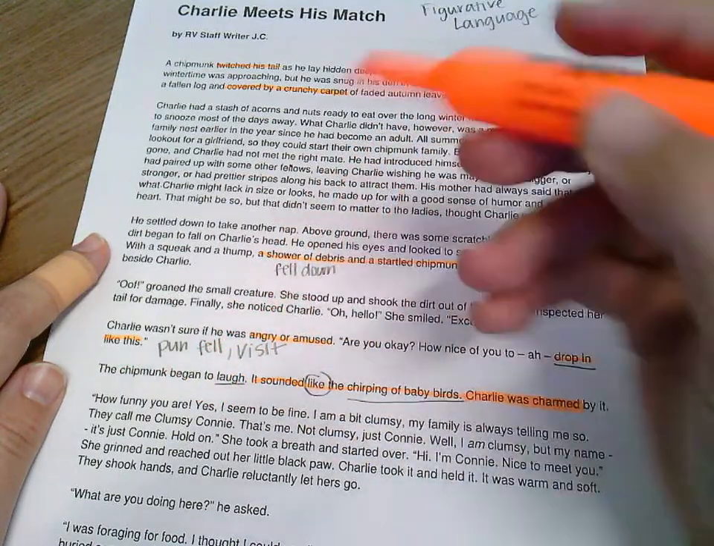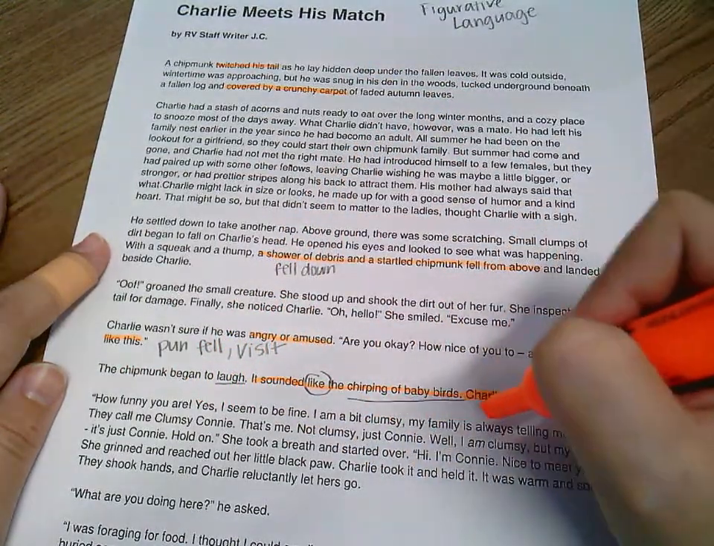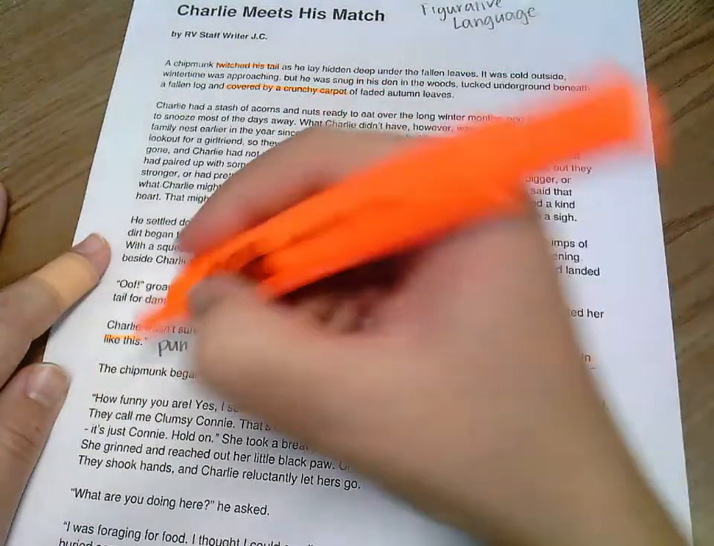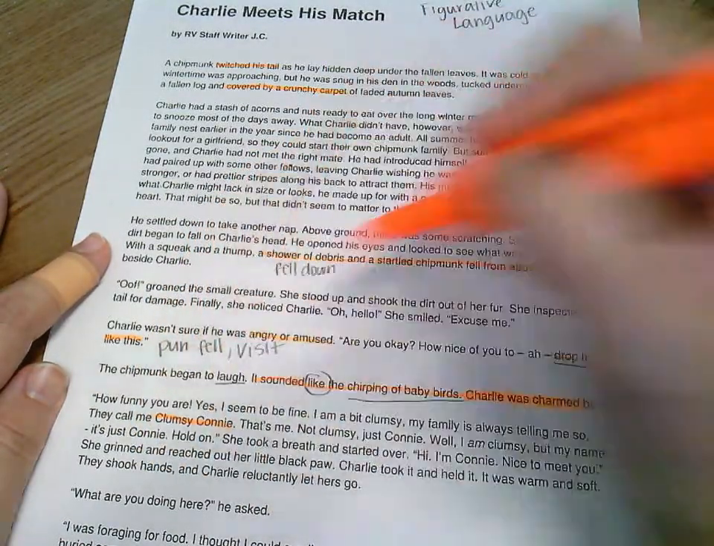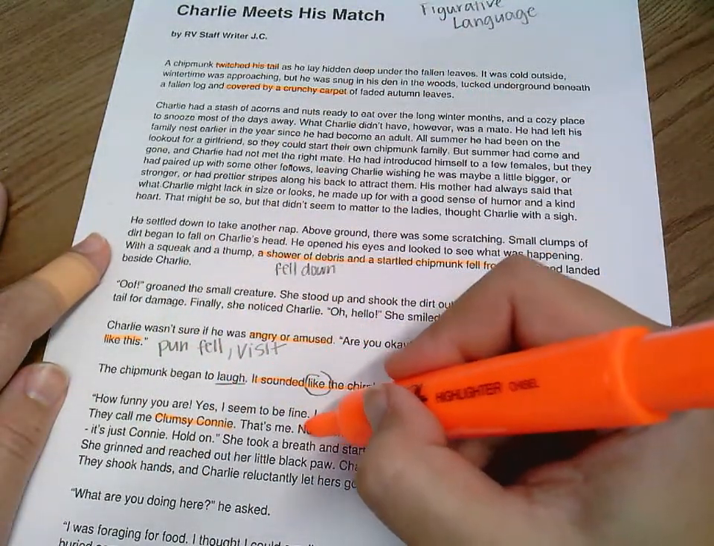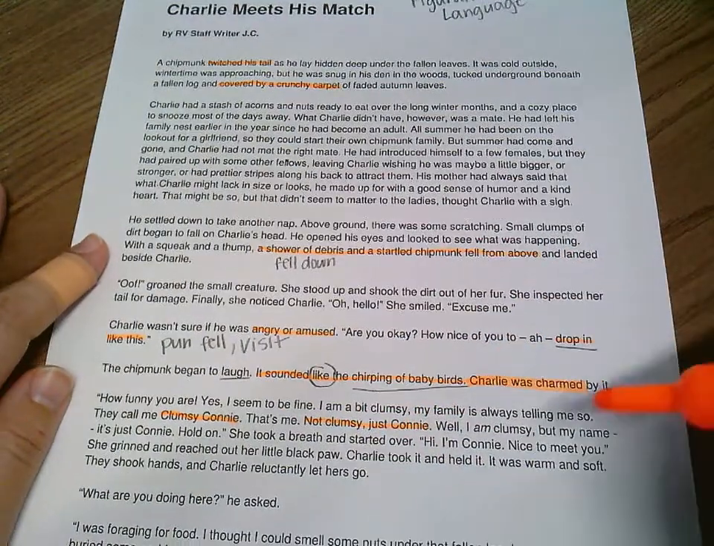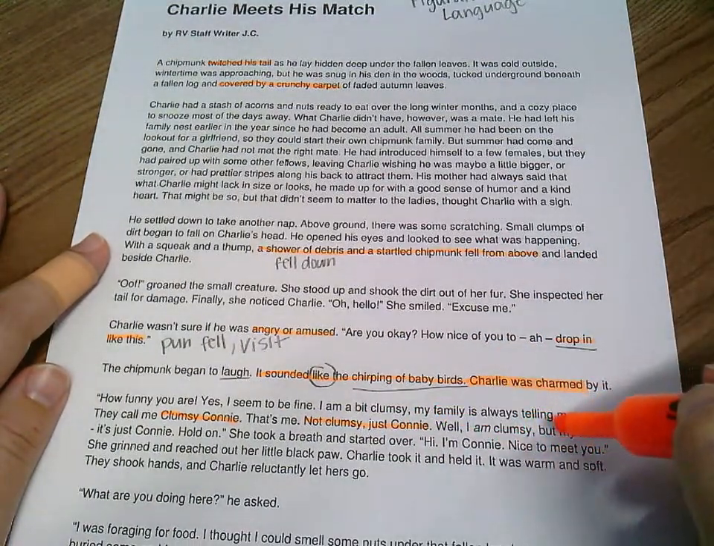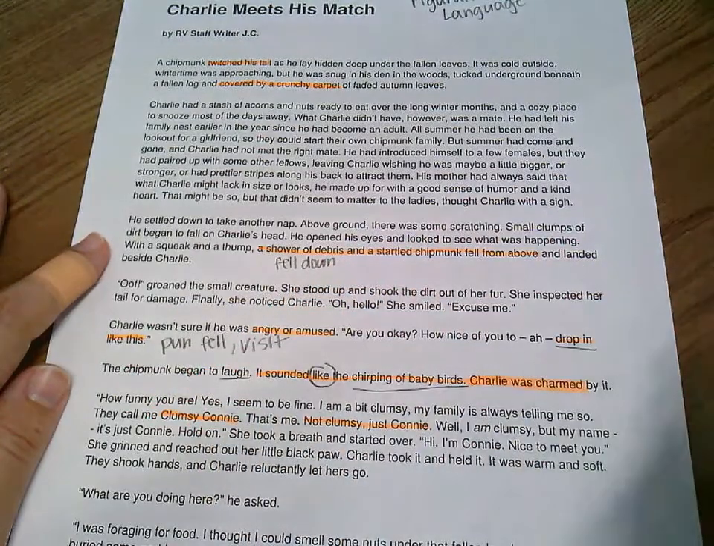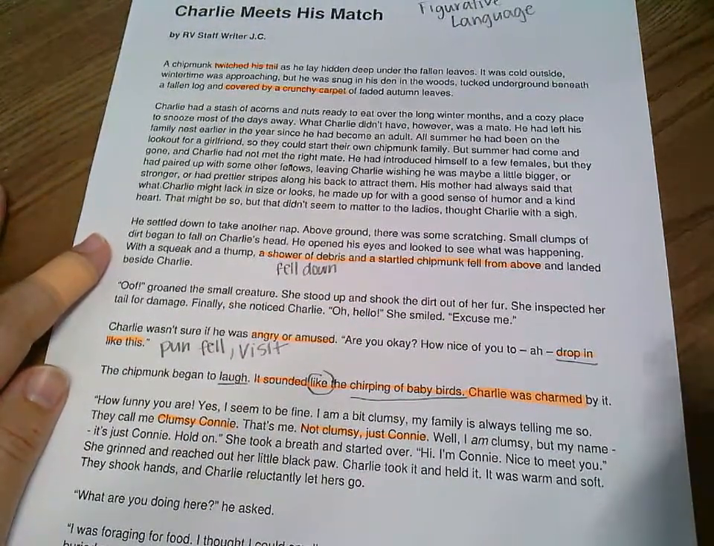"How funny you are." "Yes, I seem to be fine. I am a bit clumsy. My family is always telling me so. They call me Clumsy Connie." Alliteration. That's me. "Not clumsy, just Connie." More alliteration. "Well, I am clumsy, but my name, it's just Connie. Hold on." She took a breath and started over.